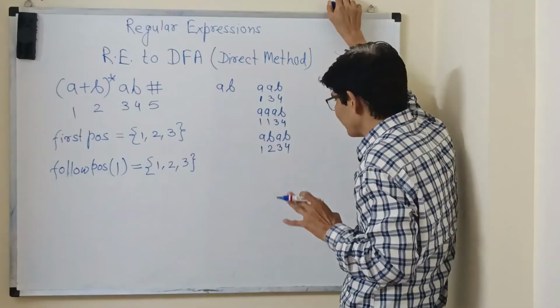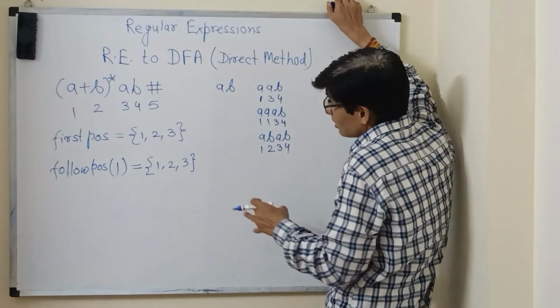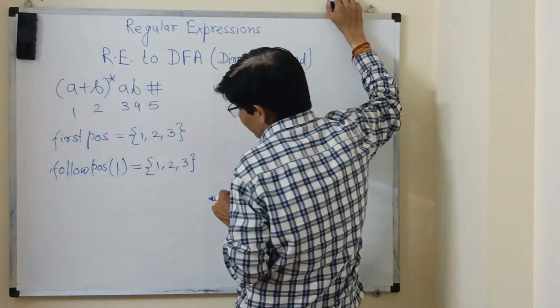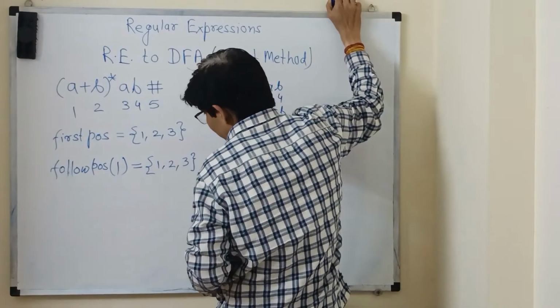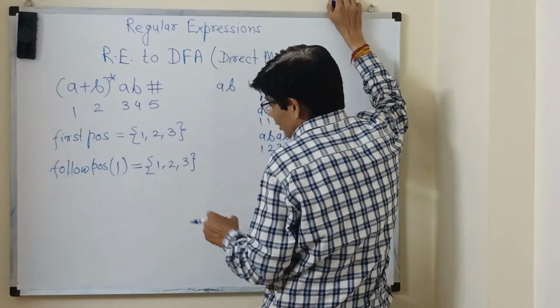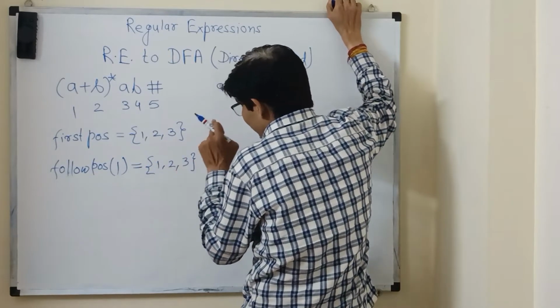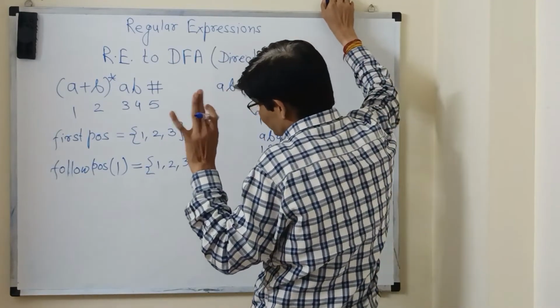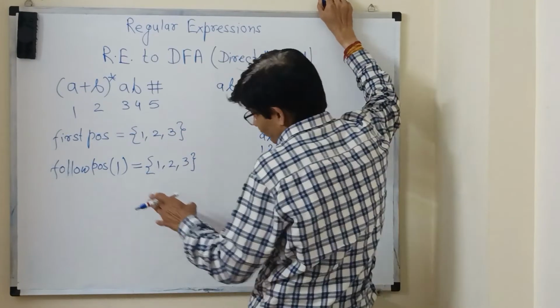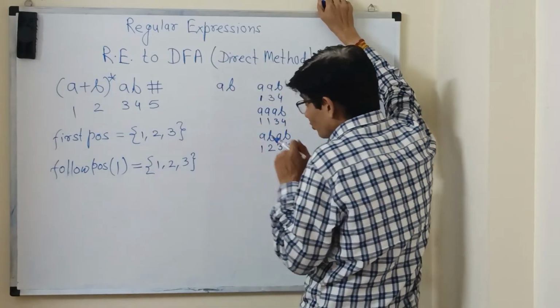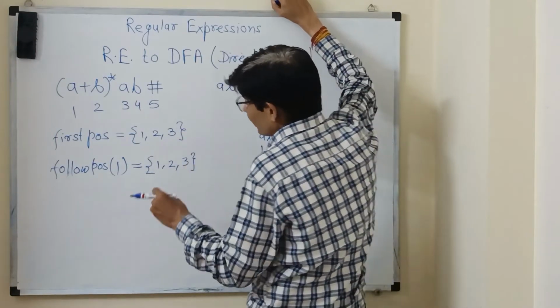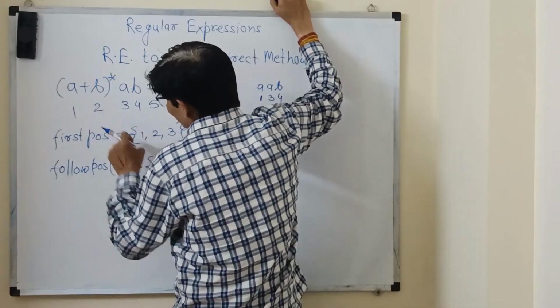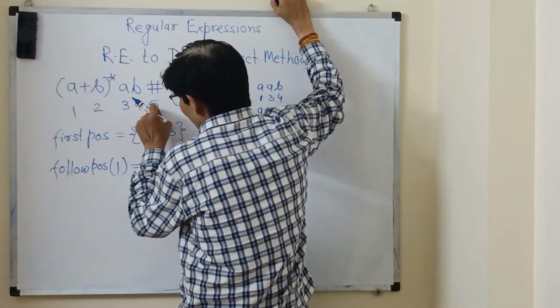So now you can see, my friend, in follow of 1, we can have 1, 2 or 3. All three possibilities are there for follow of 1. Now, similarly, we will find follow of 2, follow of 3, 4 and 5.